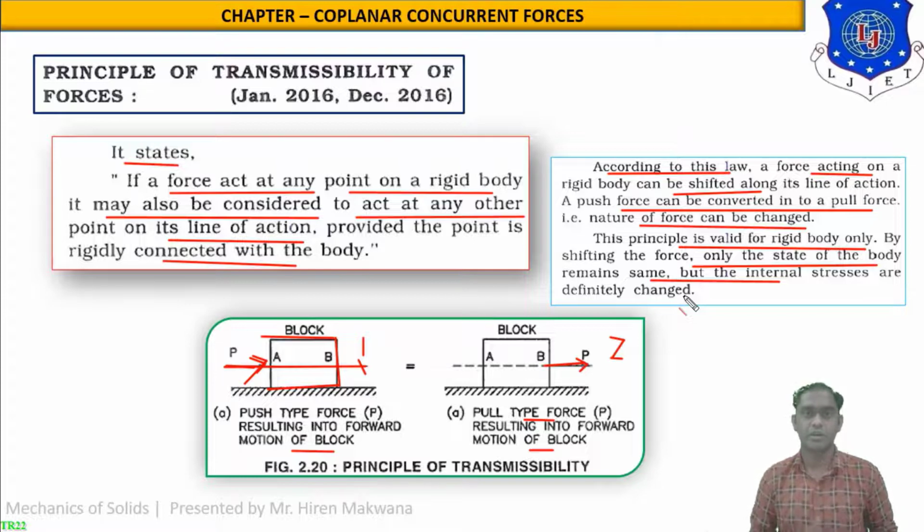So our chapter Coplanar concurrent forces is ending over here. Just revise this lecture again and again. Just revise lecture number 1 to 10 again and again. So this is your first chapter. This chapter has weightage of 7 to 14 marks in GTU exams, in numericals. So 14 marks is very important.